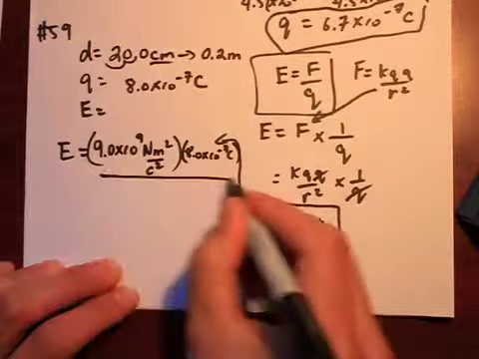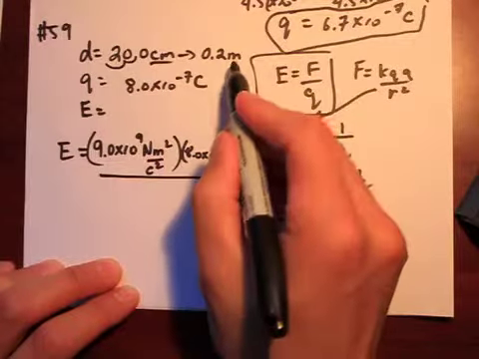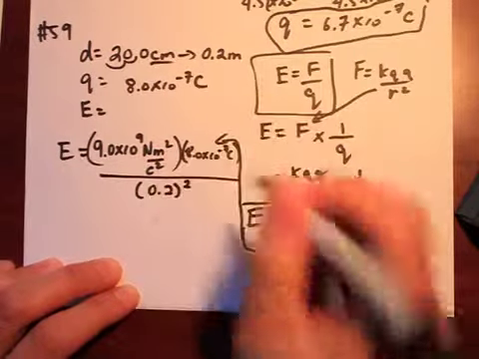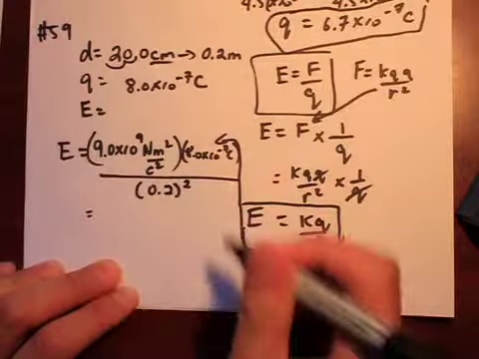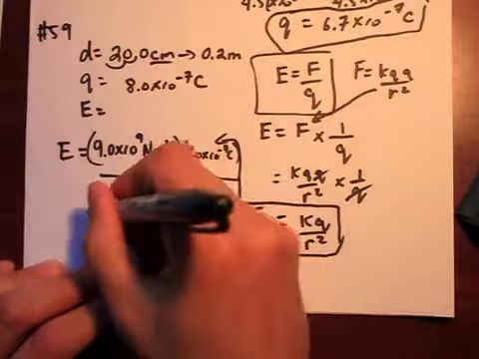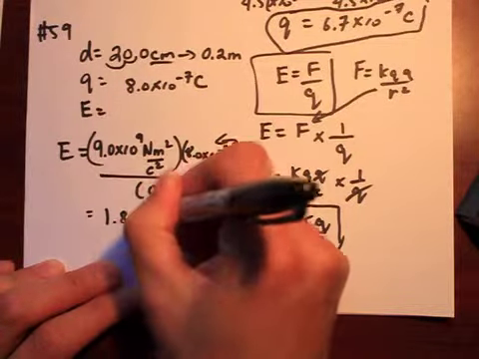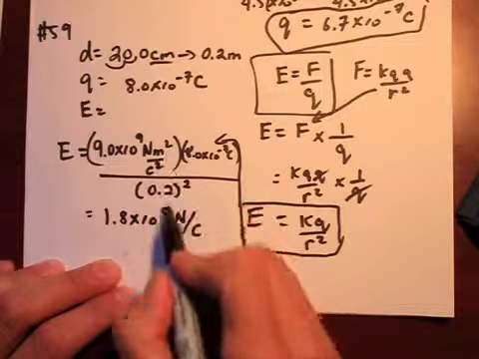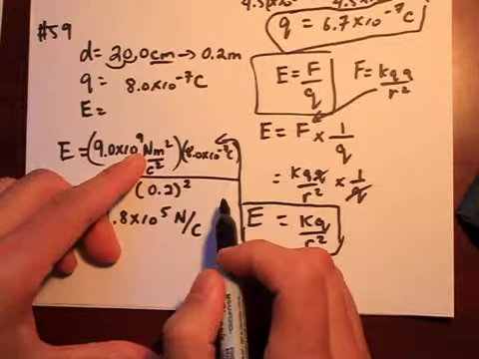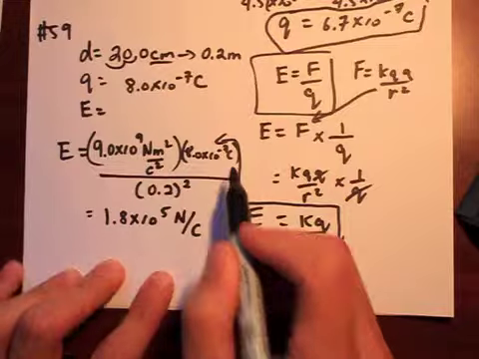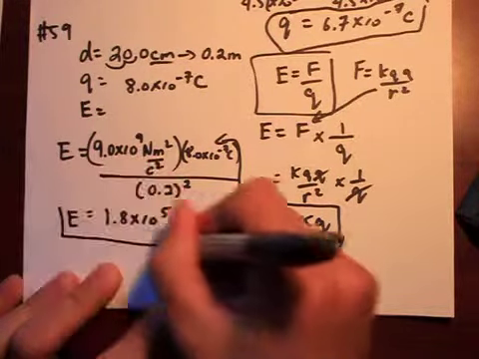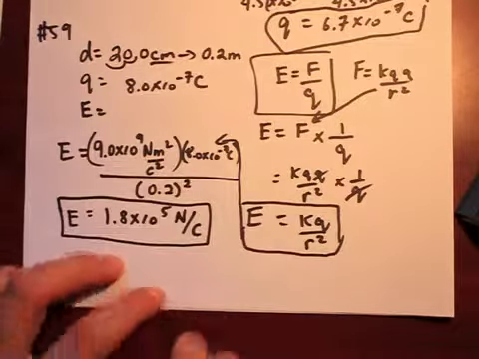You're going to divide all this by your distance. Now that it's changed in meters, it's 0.2. Don't forget the square. And then plug all this stuff in, and your final answer should be 1.8 times 10 to the power 5 newtons per coulomb. So all these units will cancel except for newtons and coulombs. Alright? So then that's your final answer for number 59.